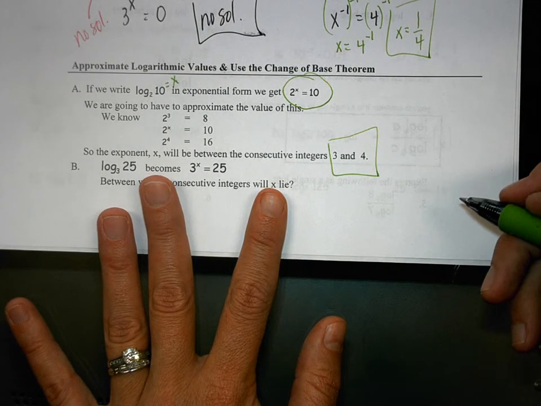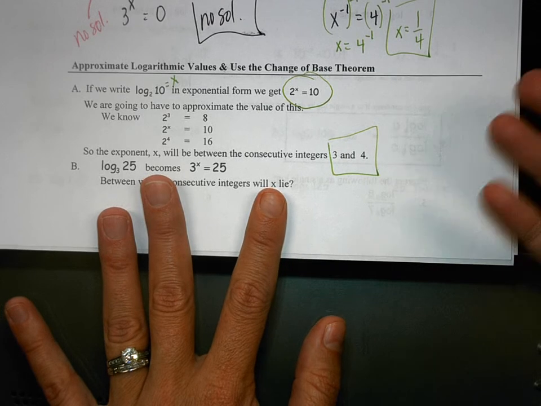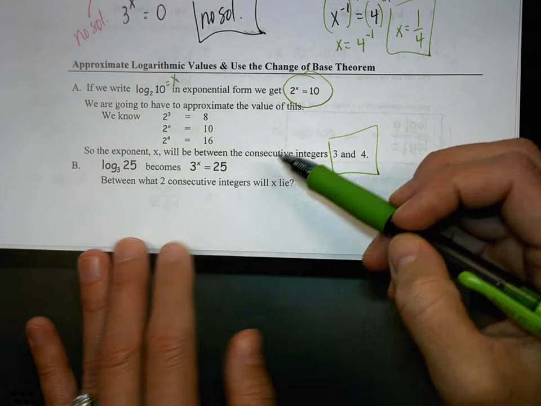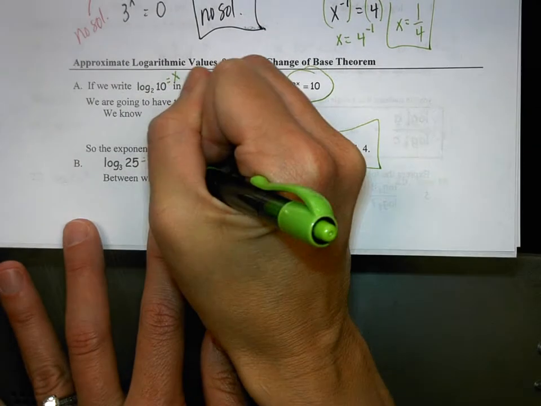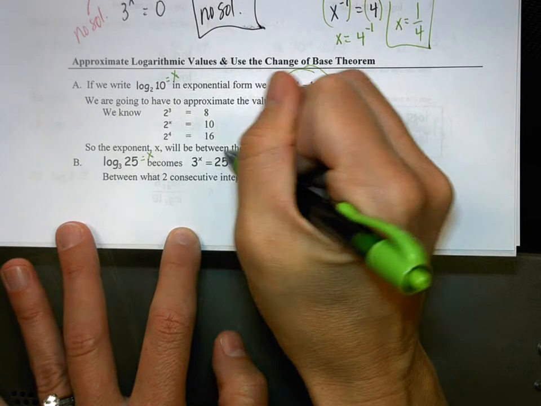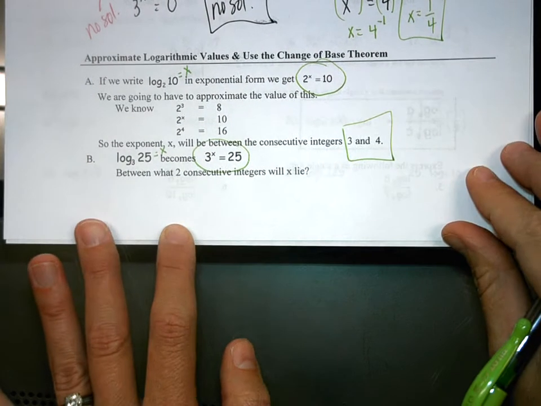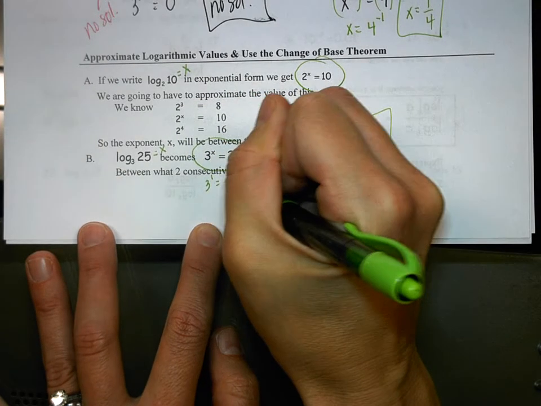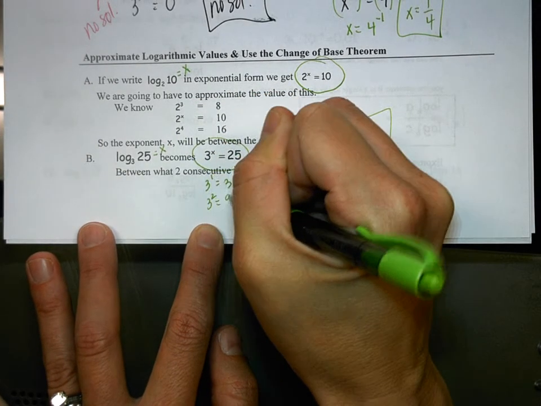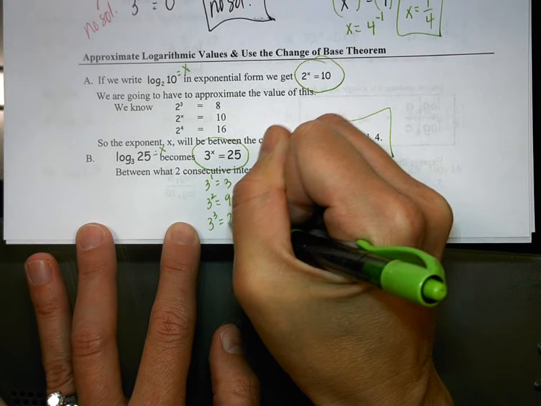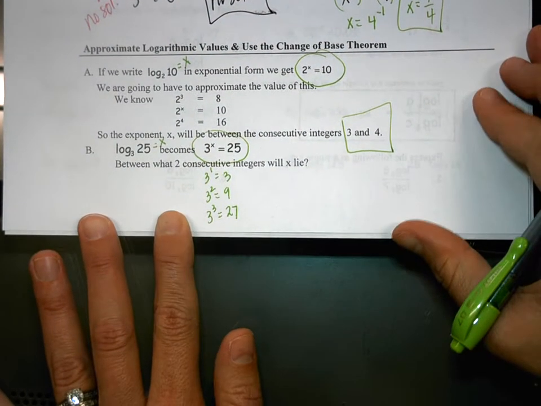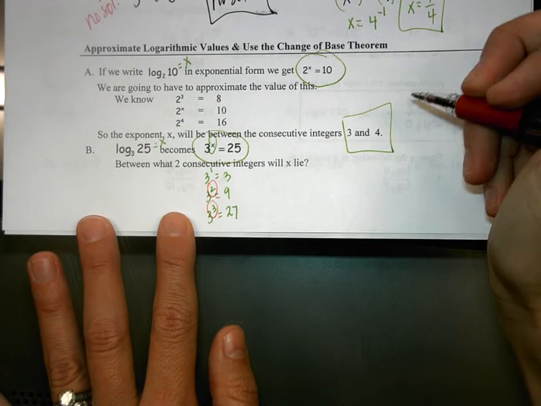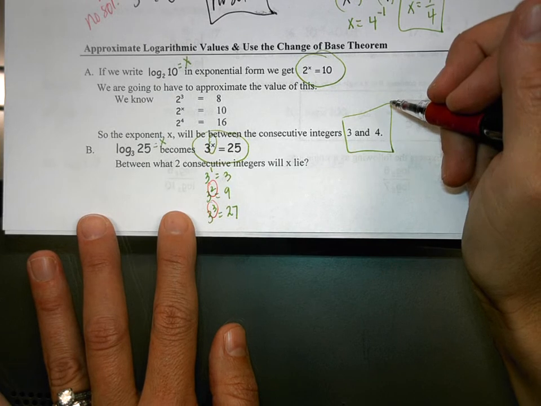And so oftentimes, and part of me feels like you might see this on your state test, they're going to have you approximate. So you have to understand what's happening here. On B, if I put this equal to x, and change it to exponential form, I get 3 to the x equals 25. To find the best answer, you can just kind of go through. 3 to the first is 3. 3 to the second is 9. 3 to the third is 27. So that means my answer for x, my exponent, has to be between 2 and 3.